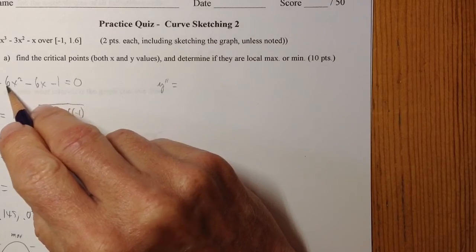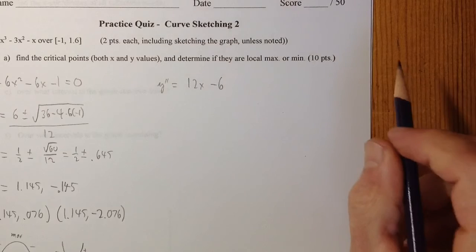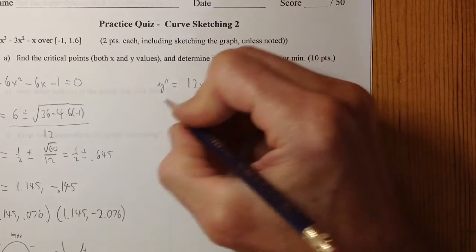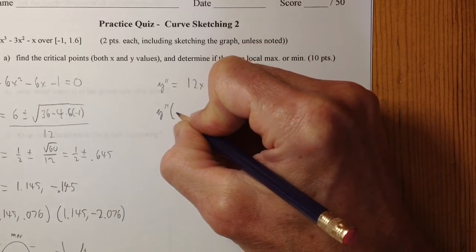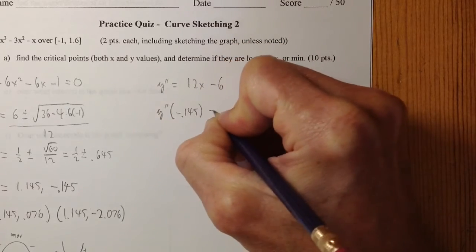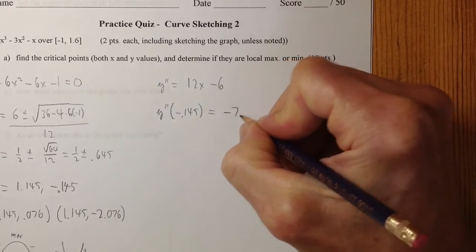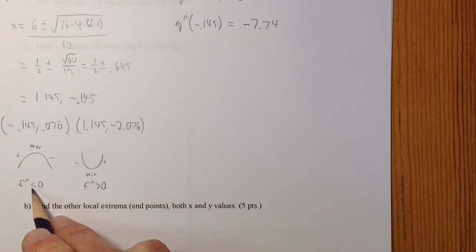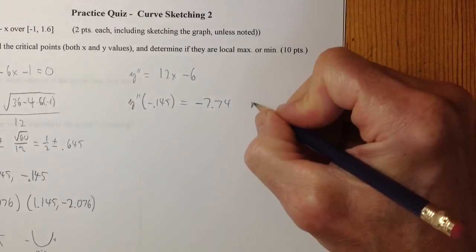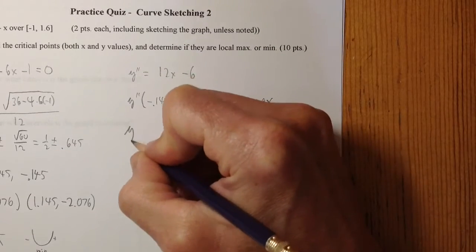Okay, so the derivative of 6x squared minus 6x minus 1 is 12x minus 6. Alright, that's a real easy second derivative. And let's see, the second derivative at negative 0.145 is 12 times negative 0.145 minus 6, which is negative 7.74. Since it's less than 0, it's negative, we know it's a max. So negative 0.145 is a max. And then we can guess the other one has to be a minimum, but we can prove it.